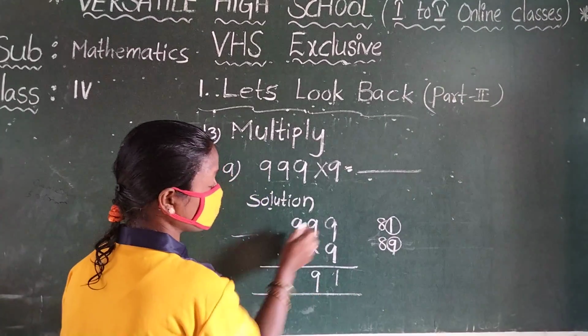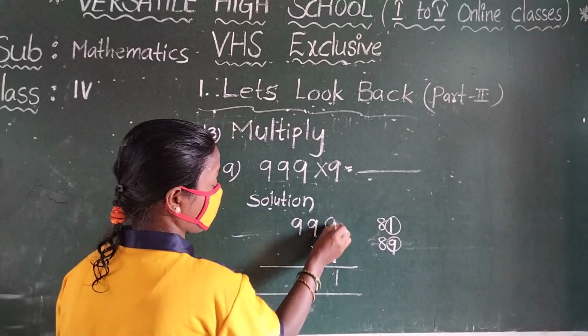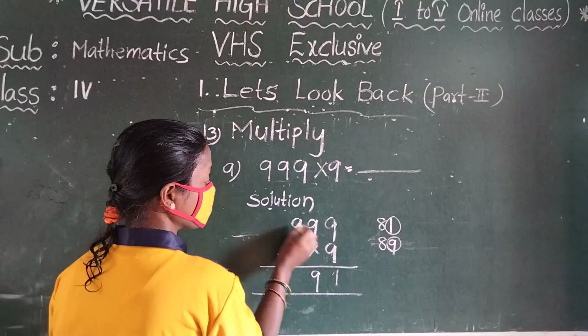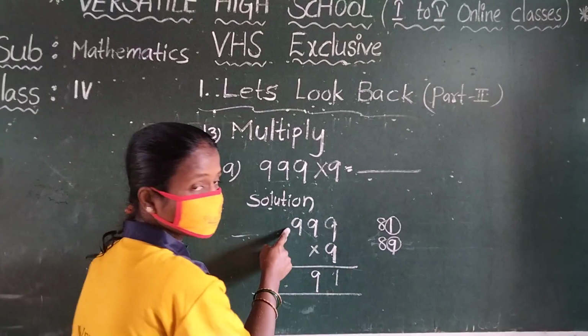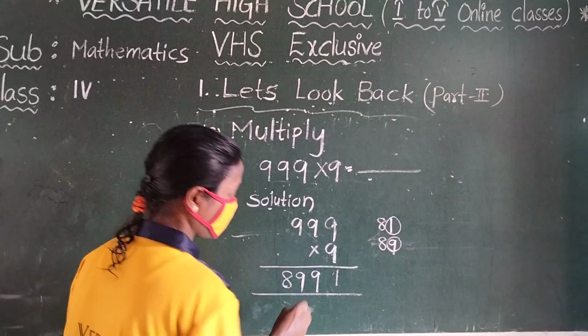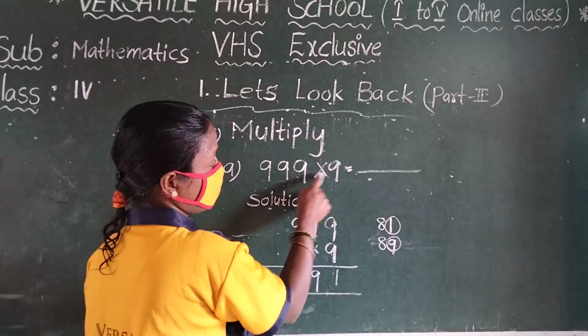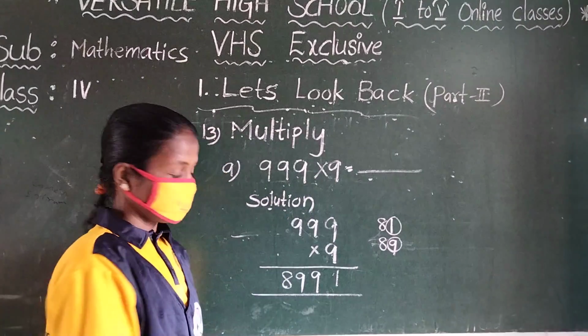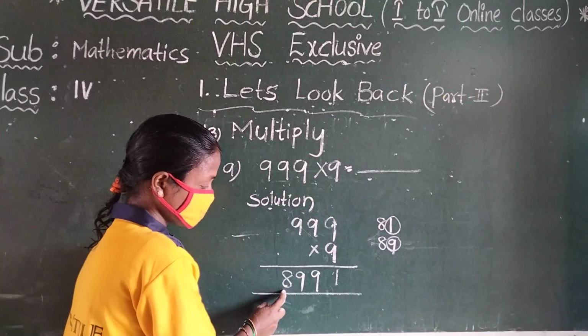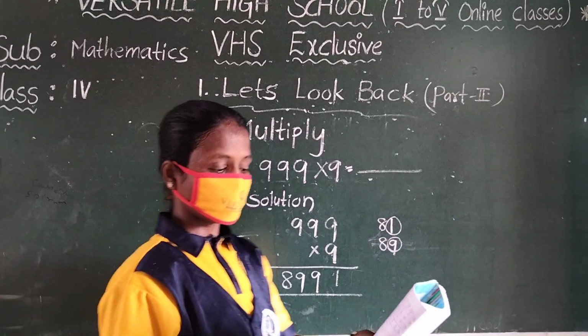Again, 9 nines are, ones, tens, hundreds. First you multiply the ones with 9 nines are, next tens, next hundreds. 9 nines are what? 81. 81 plus 8, 89. This is the product of 9,999 into 9. So this is the answer: 89,991.